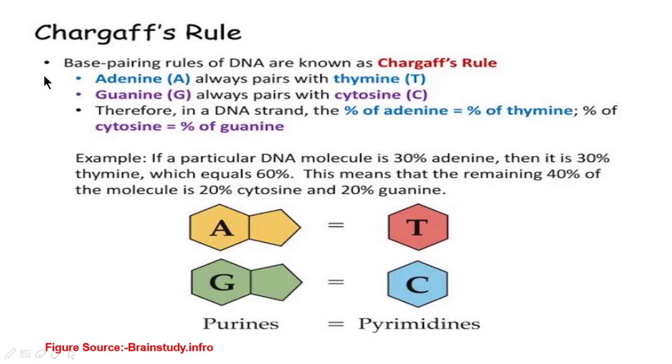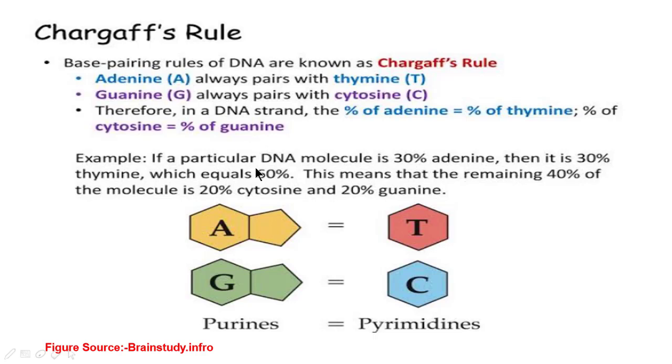Let's see what the Chargaff rule is. The base pair rule of the DNA is known as the Chargaff rule. What does that mean? The adenine always pairs with the thymine, and the guanine always pairs with the cytosine. Therefore, in a DNA strand, the percentage of adenine is equal to the percentage of thymine, and the percentage of cytosine is equal to the percentage of guanine.